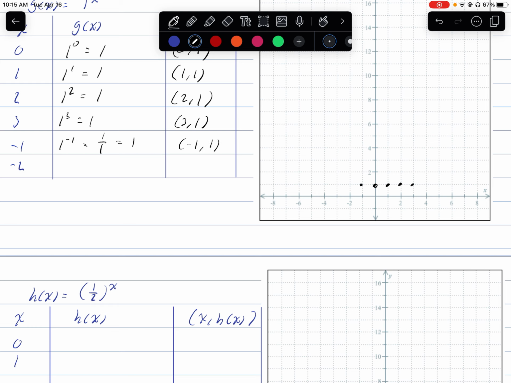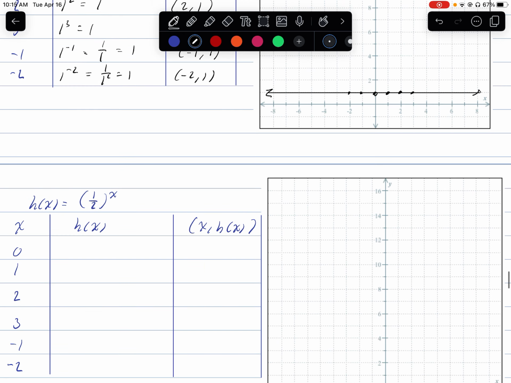And then negative 2, we get 1 to the negative 2, which is 1 over 1 squared, which is just 1 again. So we'll have negative 2, 1, okay? So we get what we call just a constant function here. We don't typically call it an exponential function if we have a base of 1, okay? If it's 1, nothing is going to change. It will always be a constant value of 1.